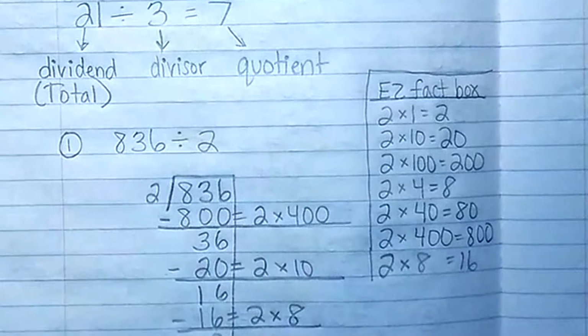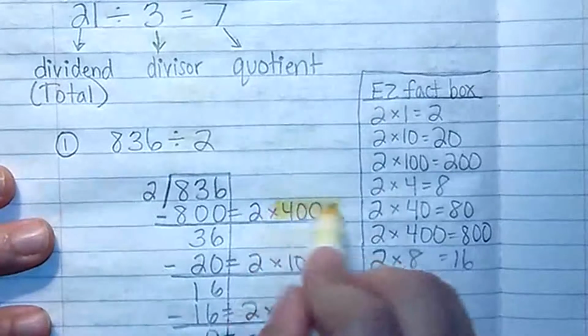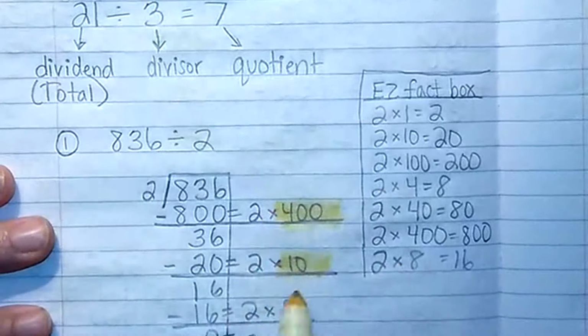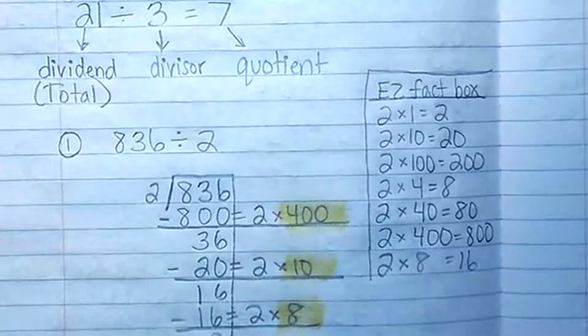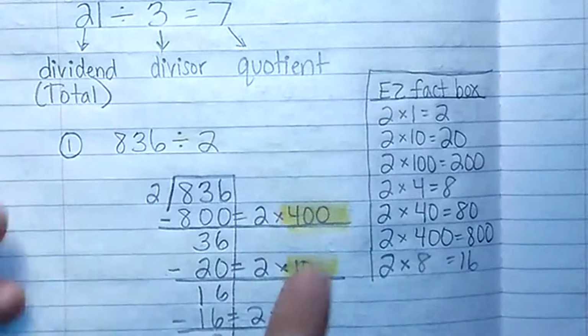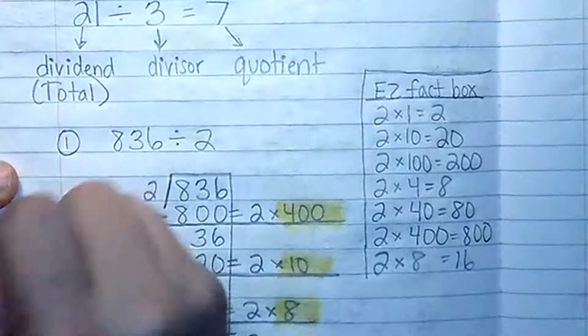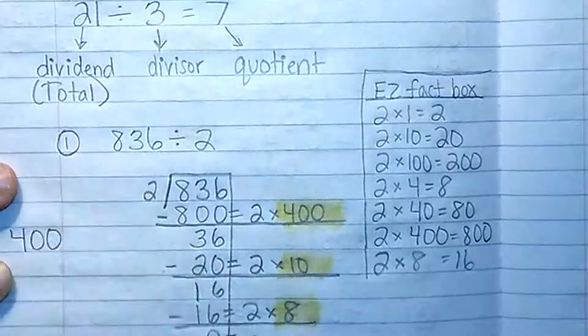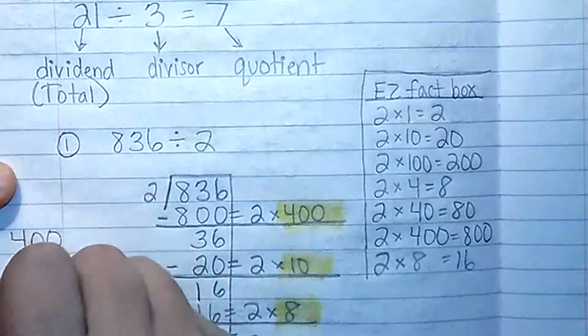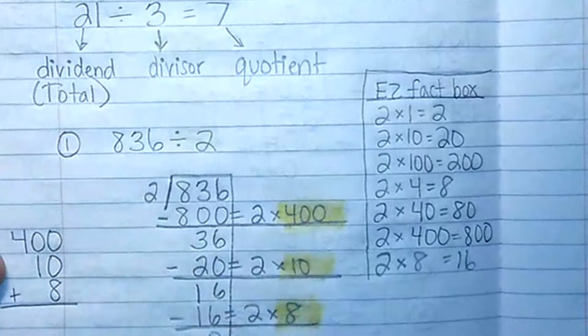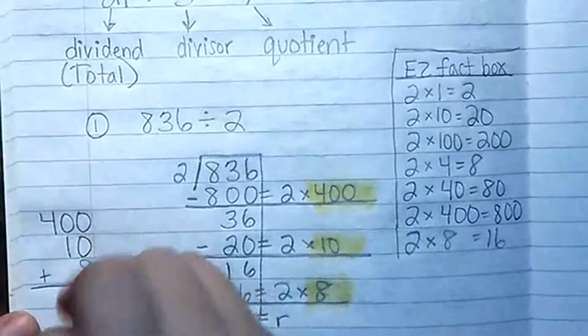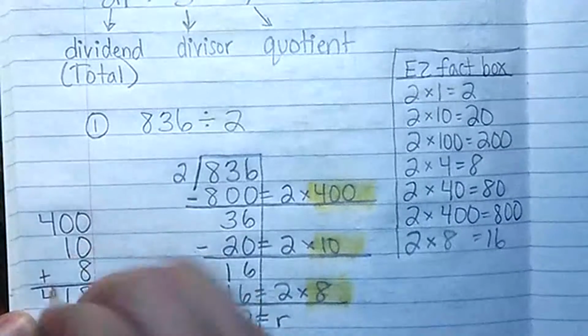So where is my answer? Well, if you took careful notes, you should have some numbers over here that are all in a line. I have 400, 10, and 8. I'm going to stack them and add them. We think the answer is 418.